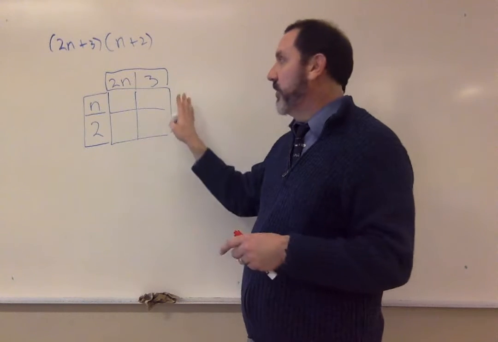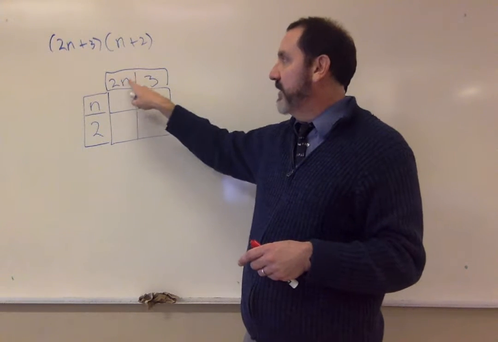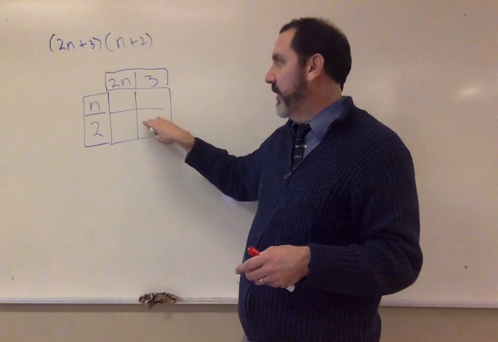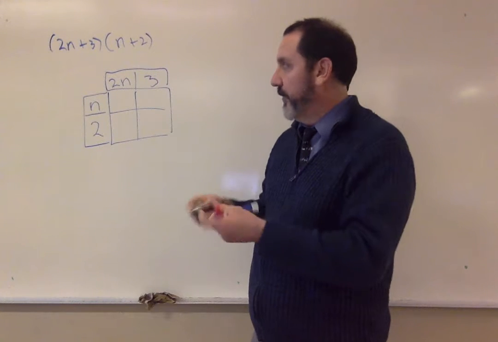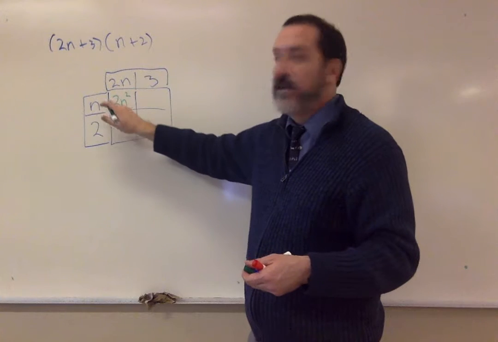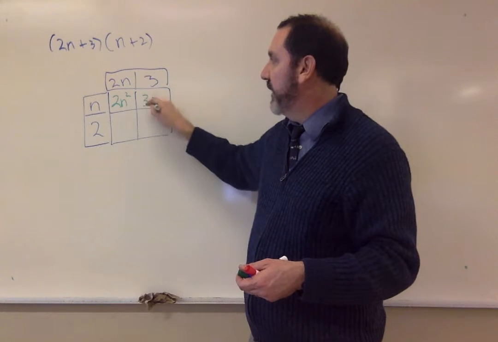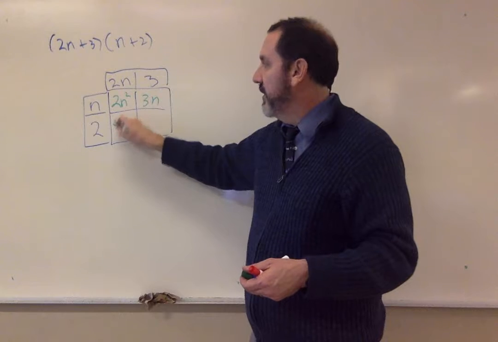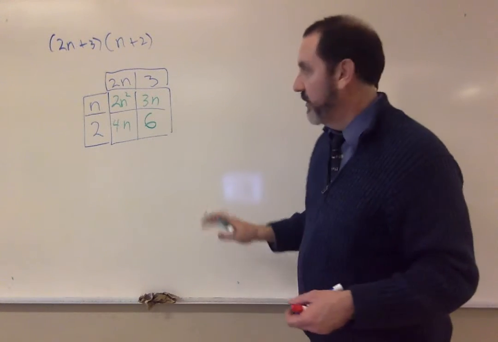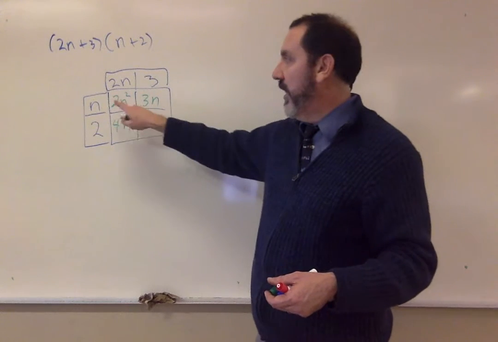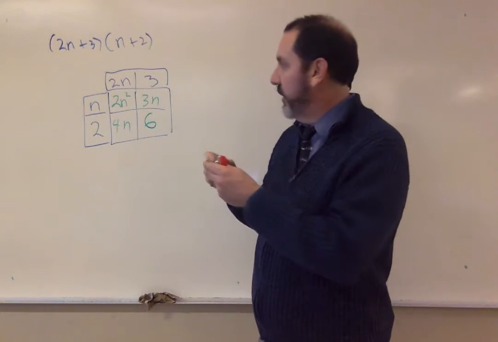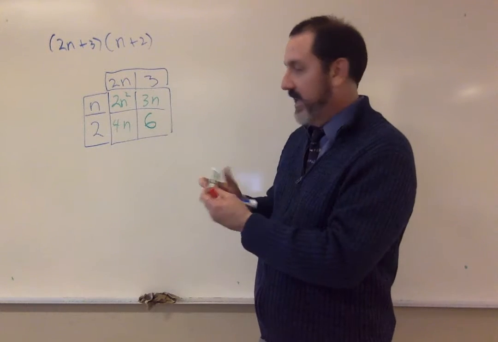None of that's going to matter because all you're going to do is multiply whatever's in the top row by whatever's in that outside row, okay? And then the products go here in the middle. So, for example, n times 2n is 2n squared. n times 3 is 3n. 2 times 2n is 4n. 2 times 3 is 6, okay? We've got now the products of each of these terms of the binomials, and we're going to just add up the 4 products together.